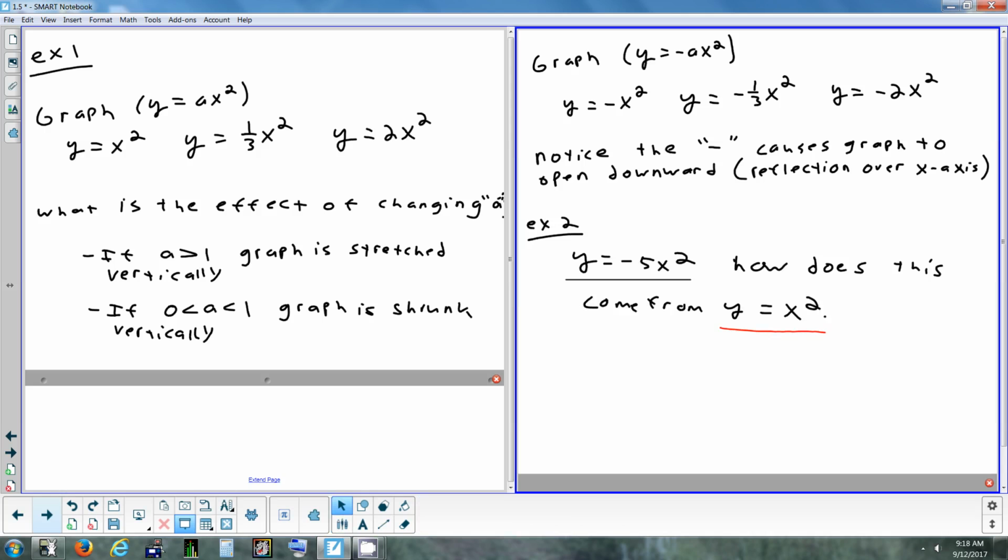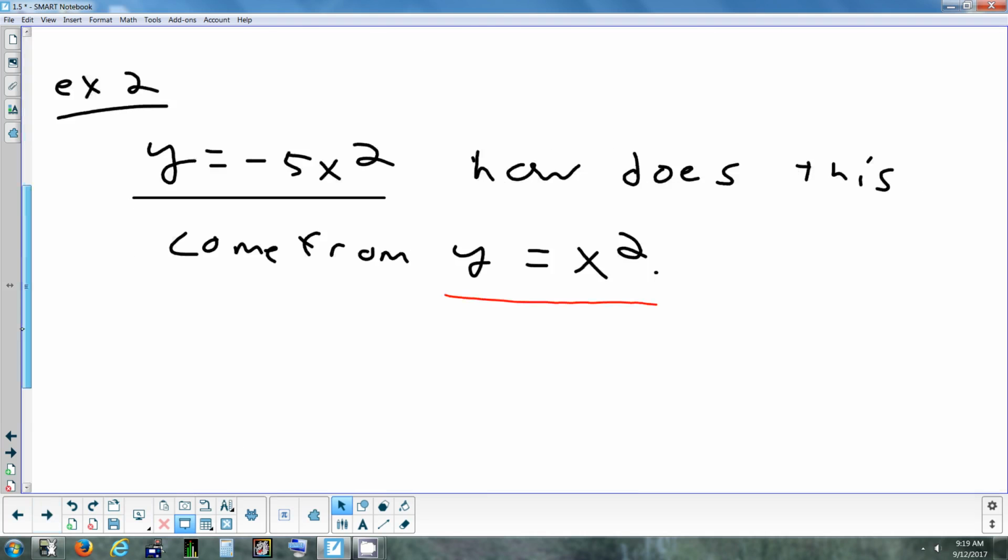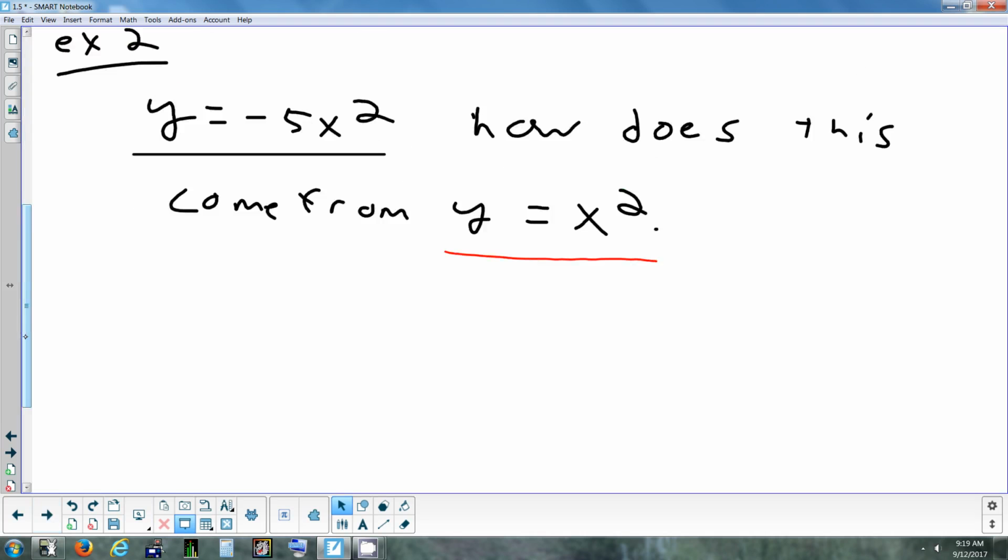Well, you do a reflection. Okay, that's going to be one thing. Well, there's going to be some kind of stretch. I won't say yet if it's going to stretch or shrink. So how many transformations is it? Two. So there's two transformations to turn the graph of y equals x squared into negative 5x squared.